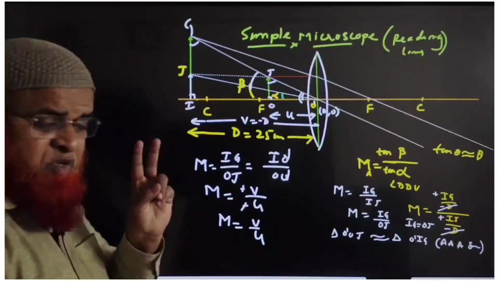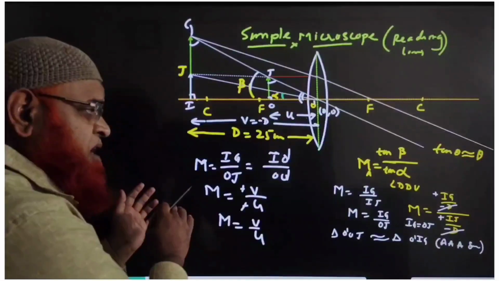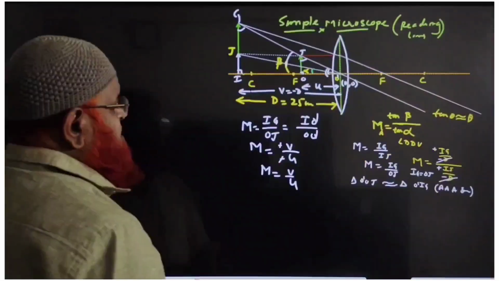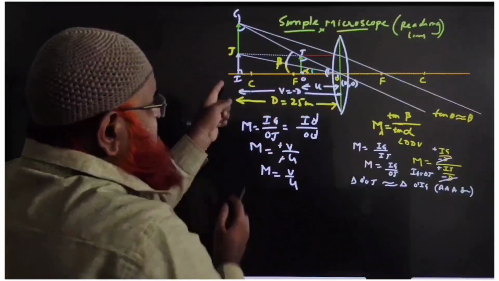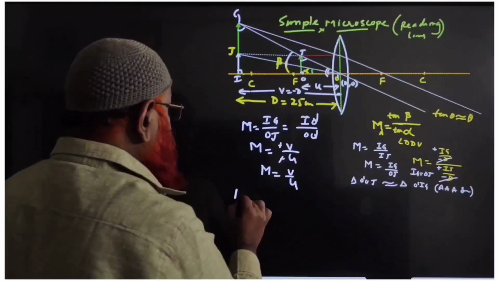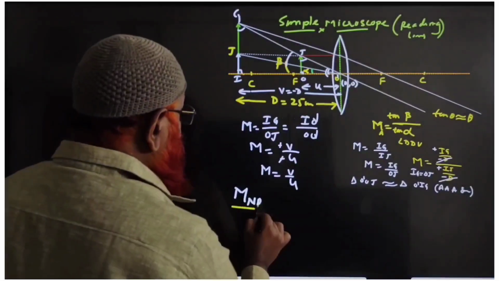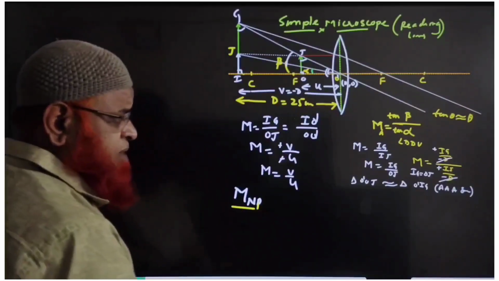Now, there are two types of magnifications here: magnification at near point and magnification at far point. How are we going to get that? See here, when the final image is at the least distance of distinct vision, we say it is magnification at near point. Okay, so this is said to be magnification at near point. How are you going to find out the magnification at near point?